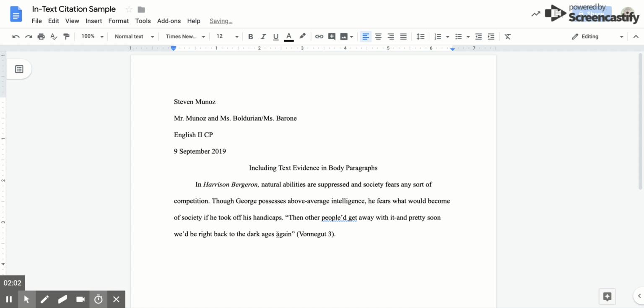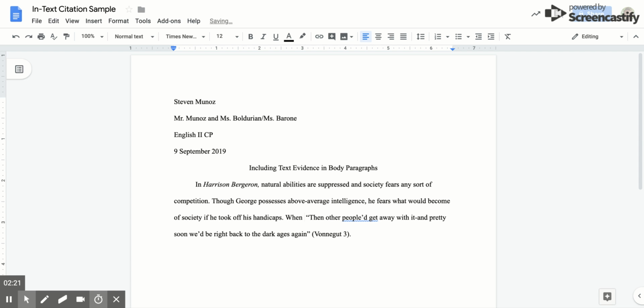Okay, so now we have a little bit of background knowledge about the character. Remember, you assume that your reader doesn't know as much about the story as you do. So explaining some important character details before you add your evidence is going to be a great way of letting them understand where you're coming from.